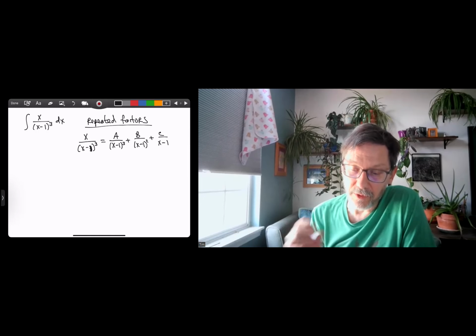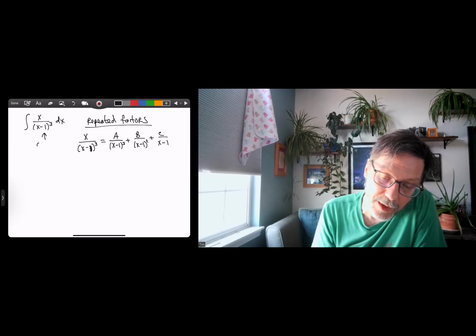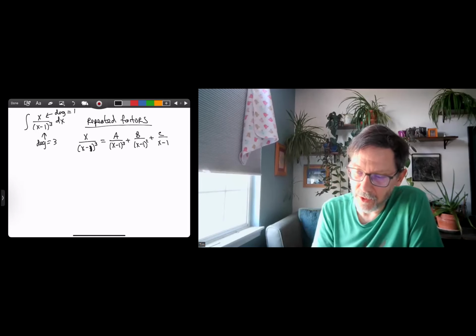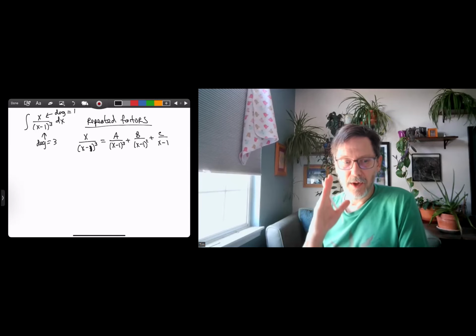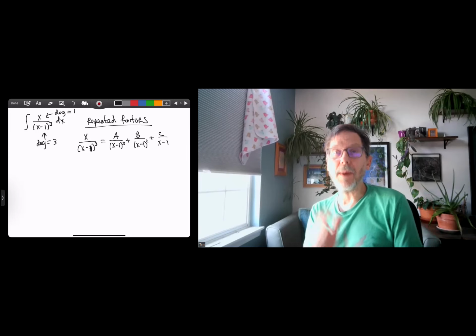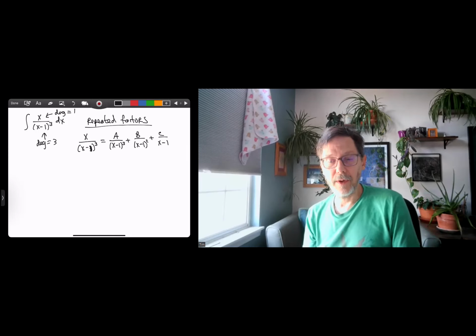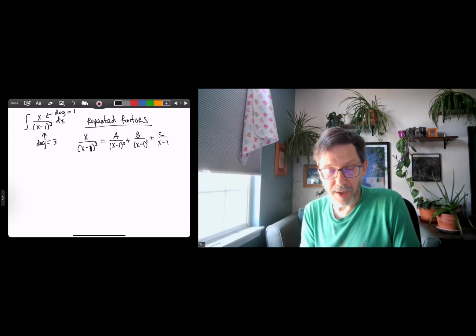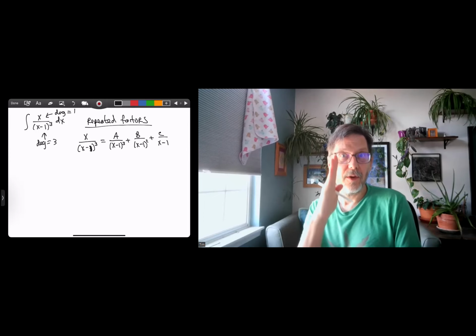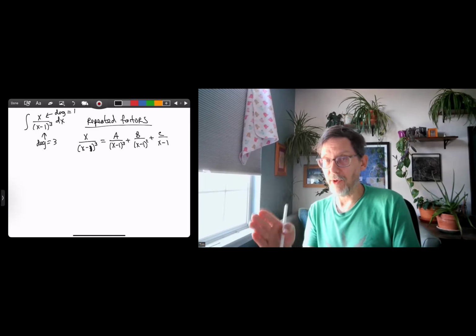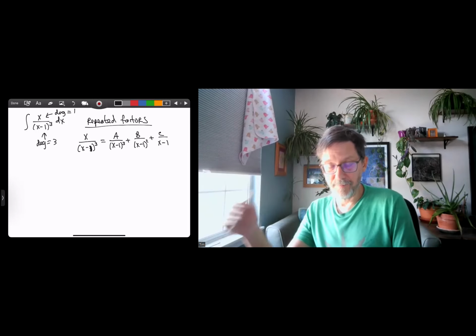Also note that the degree of the denominator is 3. The degree of the numerator is 1. So totally kosher in using partial fractions. But when you have a repeated factor like this, you have to do the setup accounting for each of the lower powers of that factor. I mean, thank God that wasn't x minus 1 to the 5th, because if it did, I'd have 5 separate fractions for the 5th power, 4th power, 3rd, 2nd, and 1st.